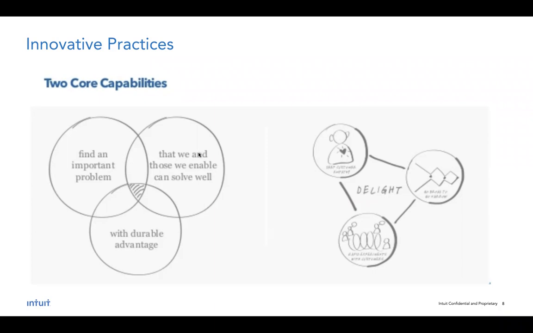Is this enough? Not really. The most important angle is what can provide your business a durable competitive advantage. So having the right overlap between a customer problem and what you and your partners can correctly solve with a durable competitive advantage is the core capability that we nail down whenever we build a product.